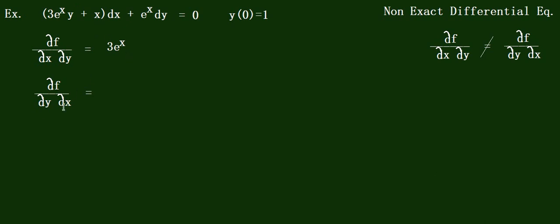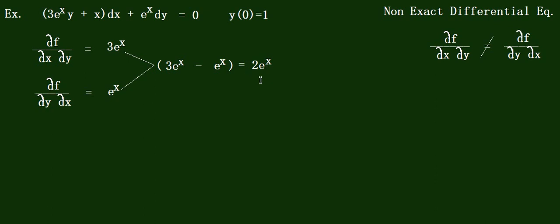And now for this part we will treat the y as a constant and x as a variable, so it will give you e to the power x. Okay, so we have seen that these two values are not equal. It means it will satisfy the non-exact differential equation. So what you need to do is take a subtraction from each other. So on subtraction we are getting 2 e to the power x.